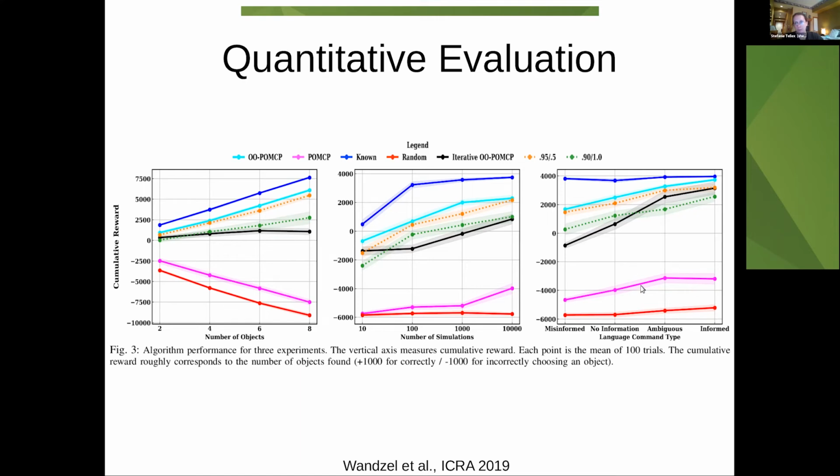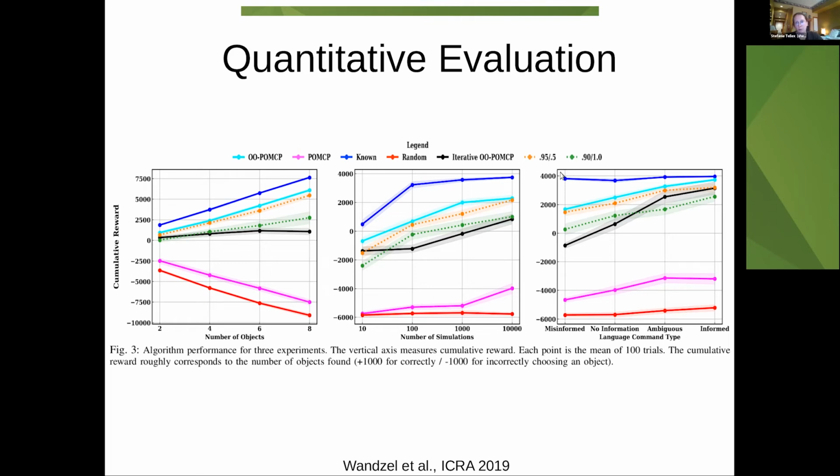Somewhat better is POMDP. So this was the previous state of the art. And then way better than that are the variants of OO-POMDP. So we're just showing different versions with different parameter settings. And they're basically doing an order of magnitude better than the baseline, and that doesn't use this object-oriented abstraction.